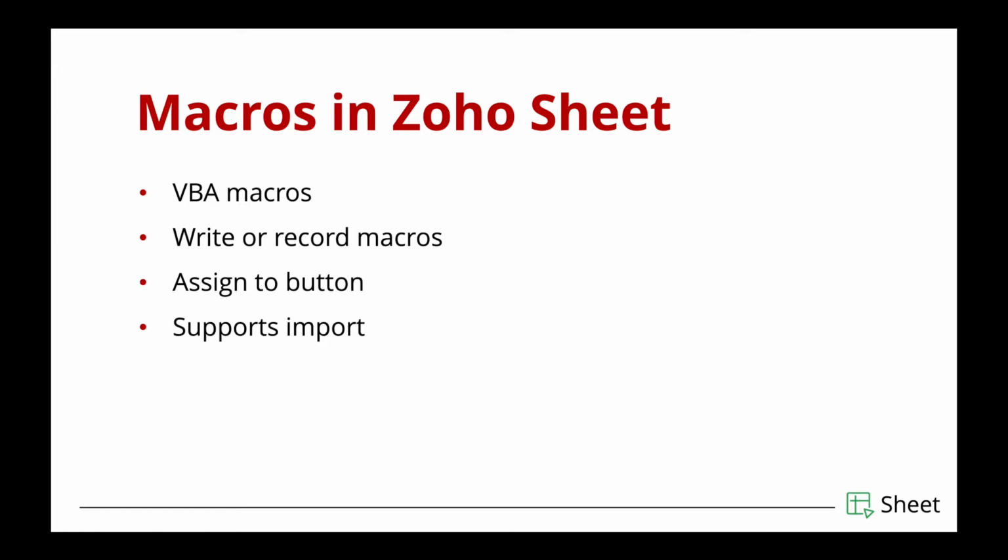In Zoho Sheet, you can also make use of buttons in order to run or execute the macros that you've already created. You can simply insert a button, assign the desired macro to it, and in a single click of the button, you can run the desired macros as well. And Zoho Sheet also supports import of Excel files that contain the VBA macro code. So if you have any XLSM files that contain the VBA macro code, you can import them directly into Zoho Sheet with the macro code intact.